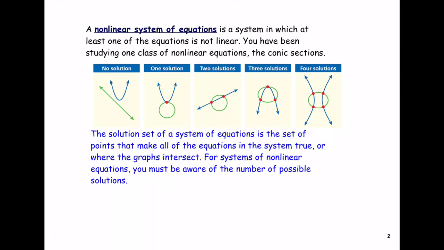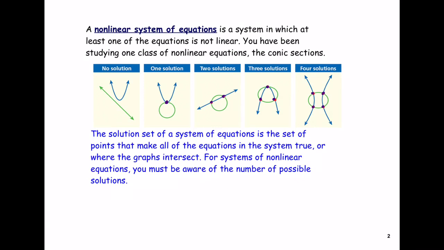No solution is when the two nonlinear equations do not intersect. One solution is when the two intersect in one place. Two solutions is where they intersect in two places. Three solutions is where they intersect in three places. And four solutions is where your conics intersect in four places.